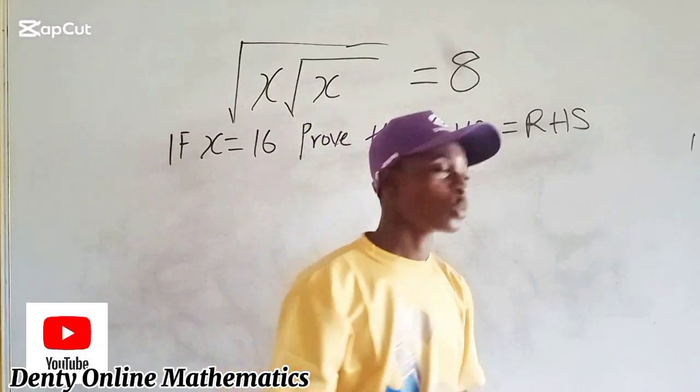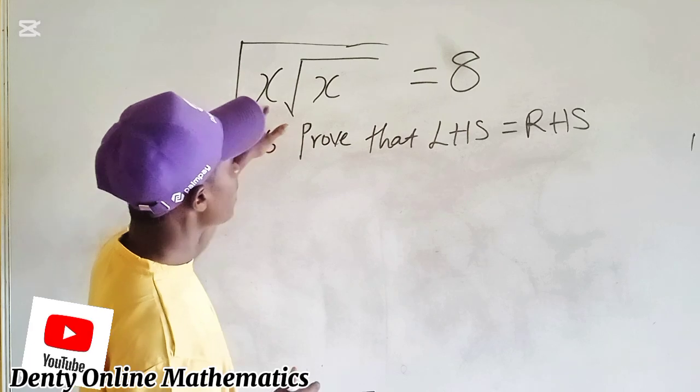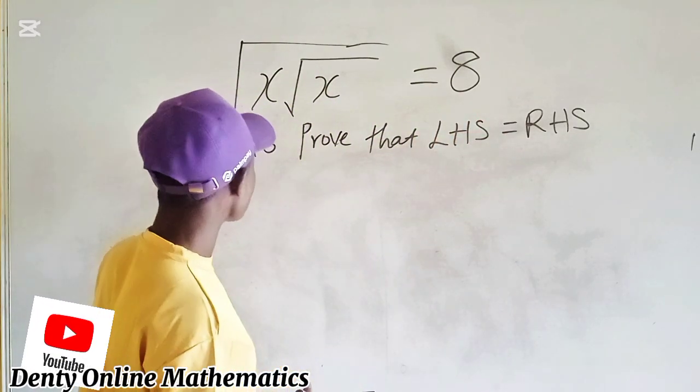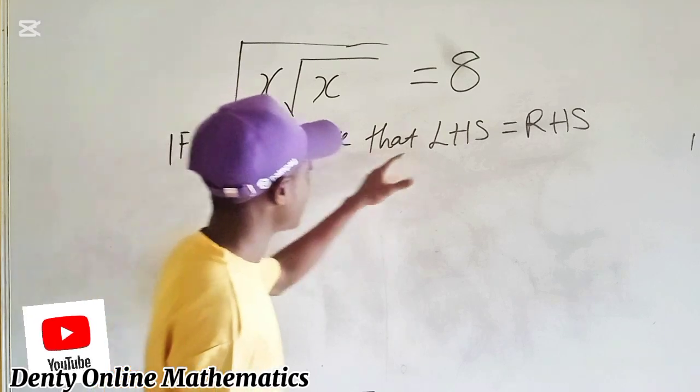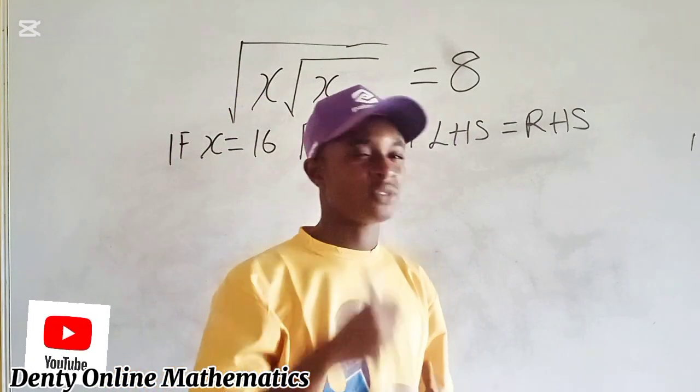Now let's look at what we have here on the board. We have the square root of x multiplied by another square root of x is equal to 8. And then if x is equal to 16, we have to prove that the left hand side is equal to the right hand side. Now, this is very simple.